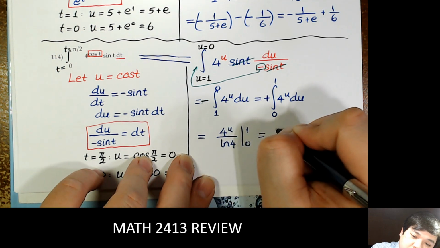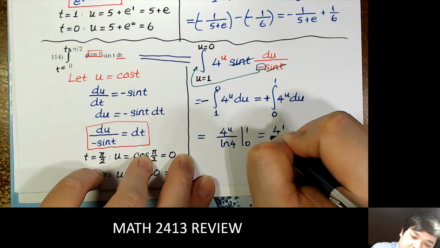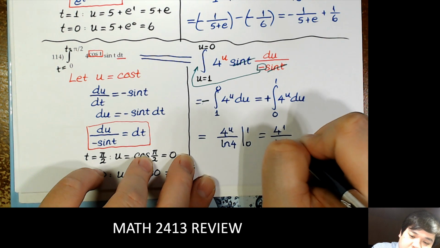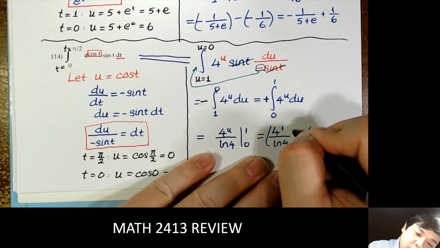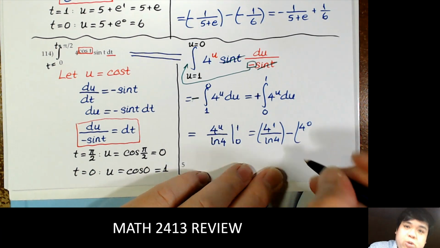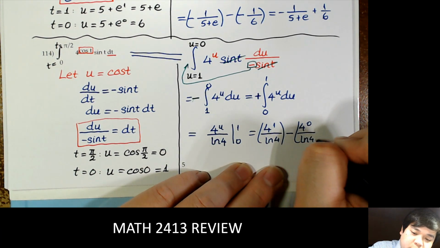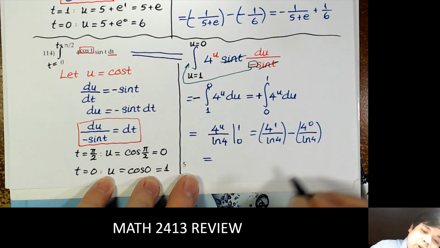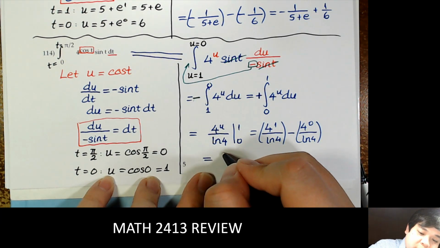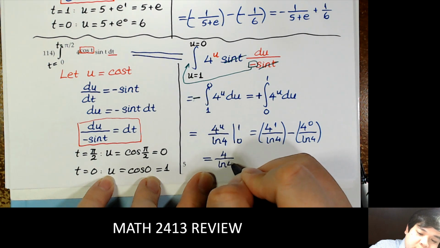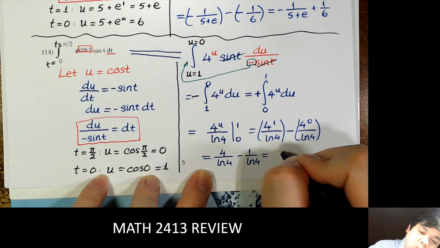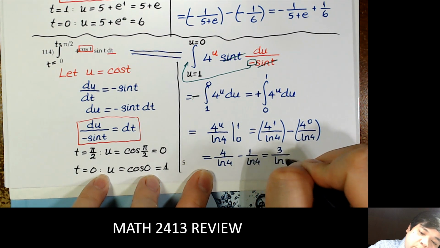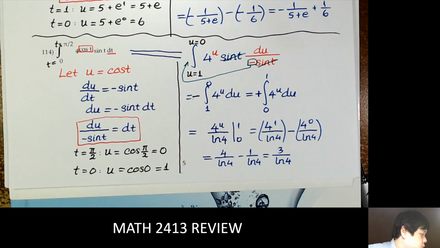So if we put 1 in for u, 4 to the first over ln of 4, and then put 0 in for u, 4 to the 0 power over ln of 4. 4 to the 0 power is 1, so 4 over ln of 4 minus 1 over ln of 4. 4 minus 1 is 3, over ln of 4. So that's what we have.